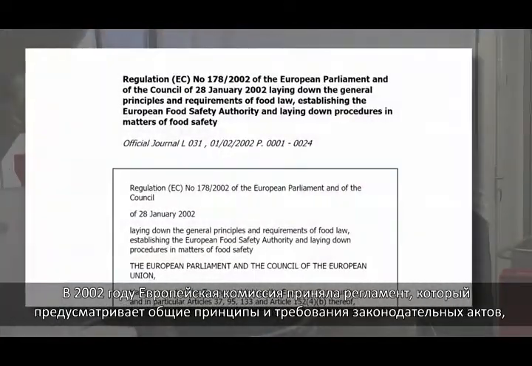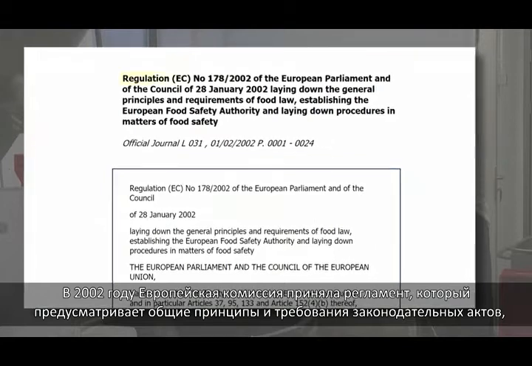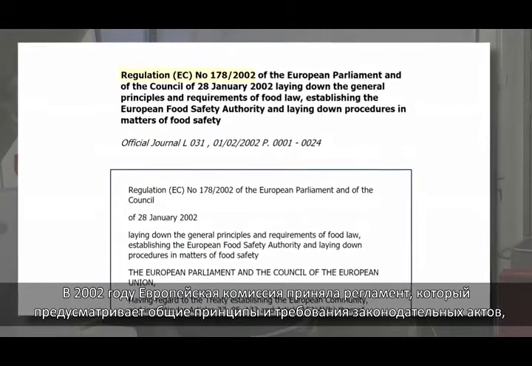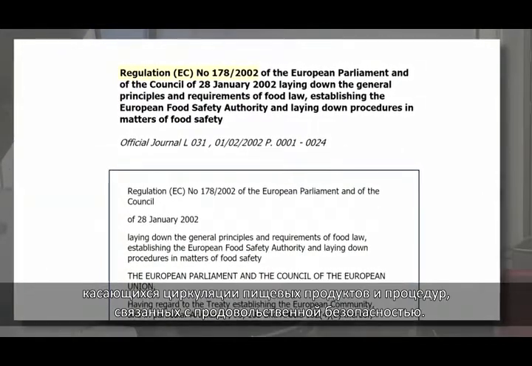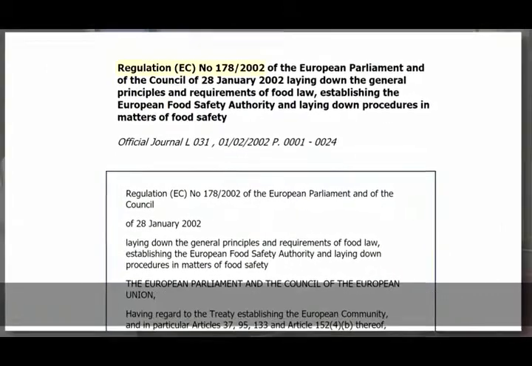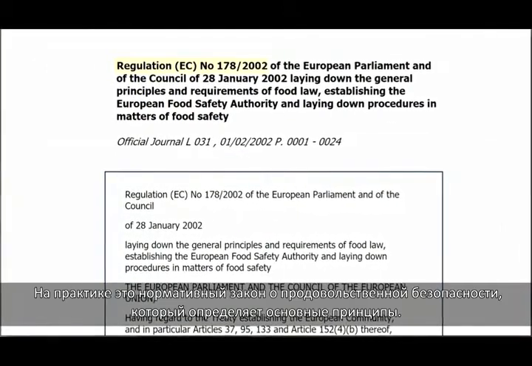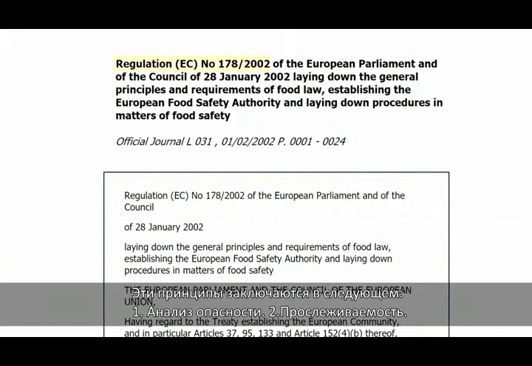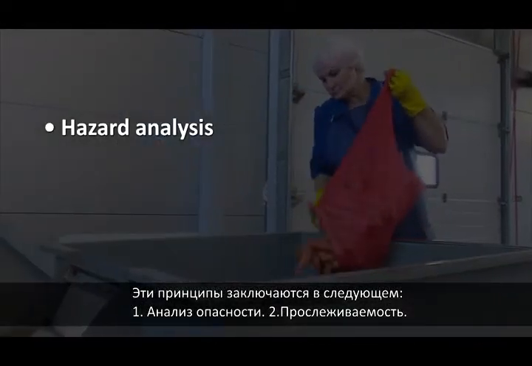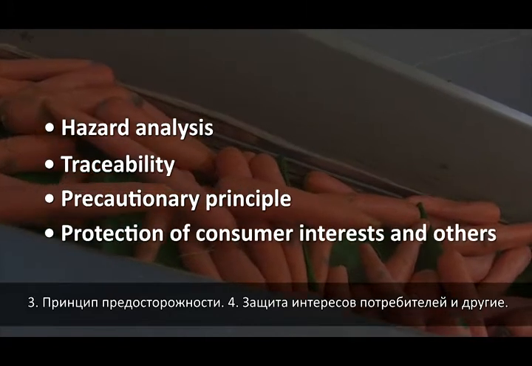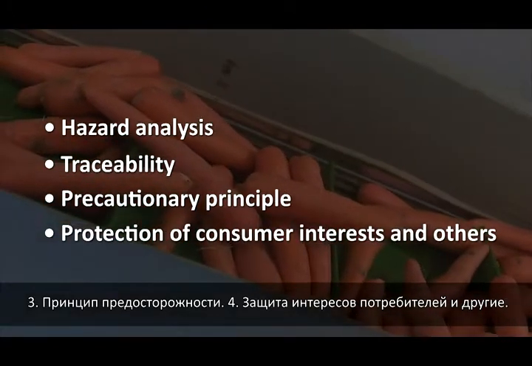In 2002, the European Commission adopted a regulation which provides the general principles and requirements of legislative enactments on food circulation and procedures associated with the food safety. The regulation determines the basic principles in the area of legislation. These principles are as follows: hazard analysis, traceability, precautionary principle, protection of consumer interests, and others.